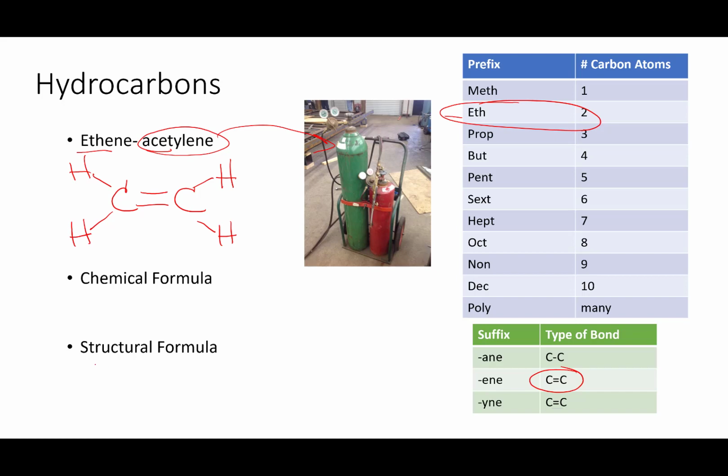So I've drawn the structural formula. Now let's create the chemical formula, and we count 2 carbons and 1, 2, 3, 4 hydrogens. That is my chemical formula for ethene, common name acetylene.